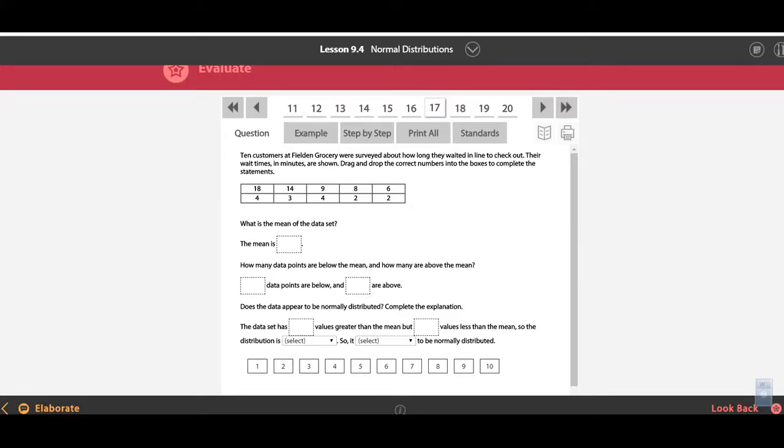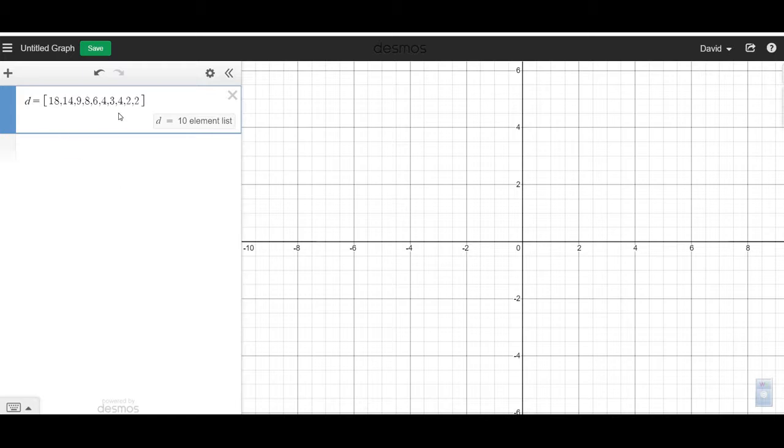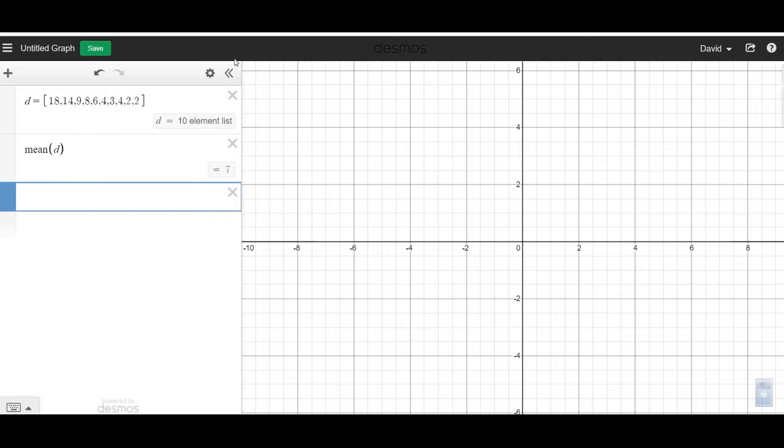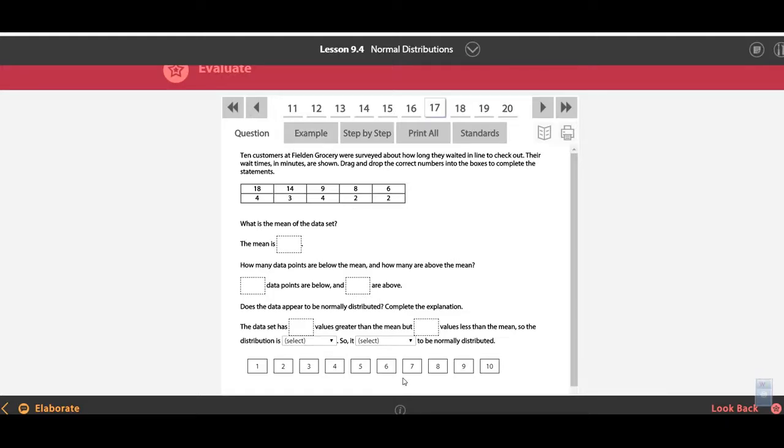And it says, what is the mean of the data set? Now we could add these all up and we could divide by 10, or we can use our newly found knowledge of Desmos to know that it will do the mean for us. Mean of D is equal to 7. How cool is that? So the mean is equal to 7. So I'm going to go ahead and drag that up. Okay, how many data points are below the mean and how many are above the mean?